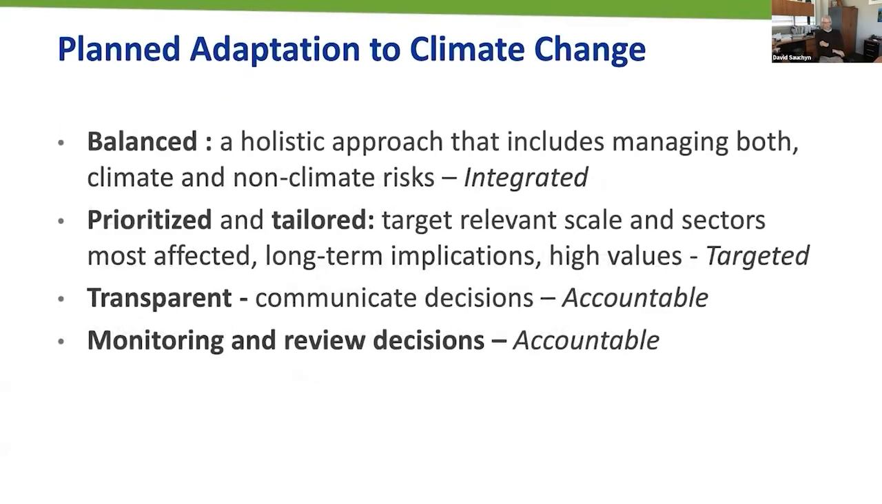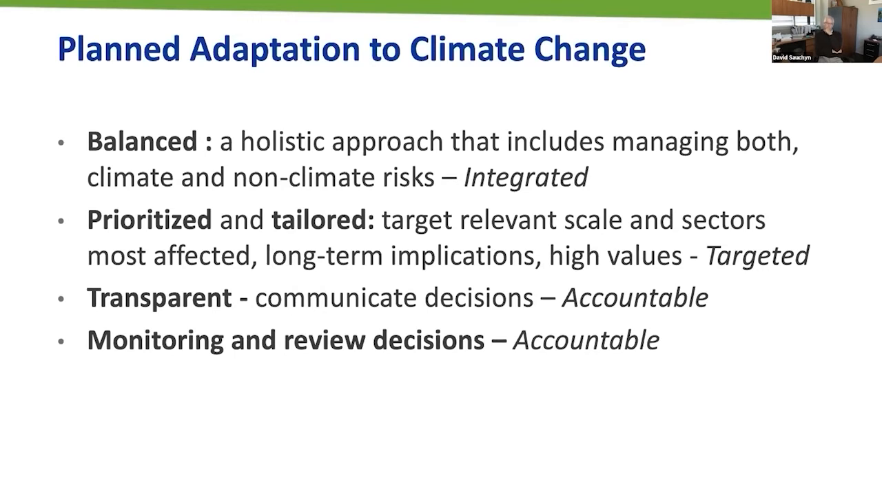Here's some more. There has to be an integrated and balanced, or holistic, approach to adaptation. There has to be priority set. There have to be targets set in terms of the scale of the adaptation, in terms of the sectors and communities that are targeted. It has to be transparent. There has to be communication among stakeholders and producers, and there has to be accountability. And finally, there has to be monitoring, and decisions have to be reviewed in retrospect. And once again, this is part of the accountability of adaptation to climate change.